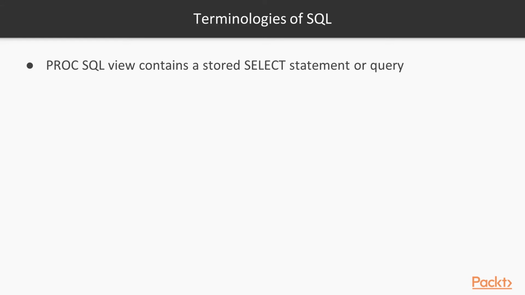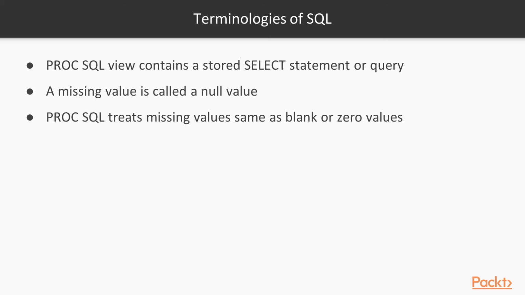Tables in SQL actually store data, but proc SQL views do not store data. In fact, only a stored select statement is present in a proc SQL view. As per standards of SQL, a missing value is called a null value. It is not the same as blank or zero value. However, proc SQL treats missing values same as blank or zero values to be compatible with the rest of SAS.